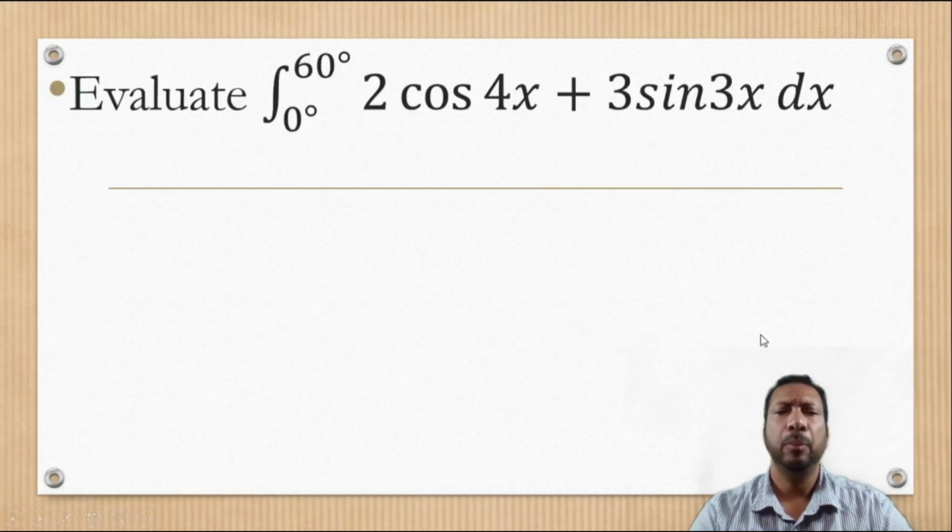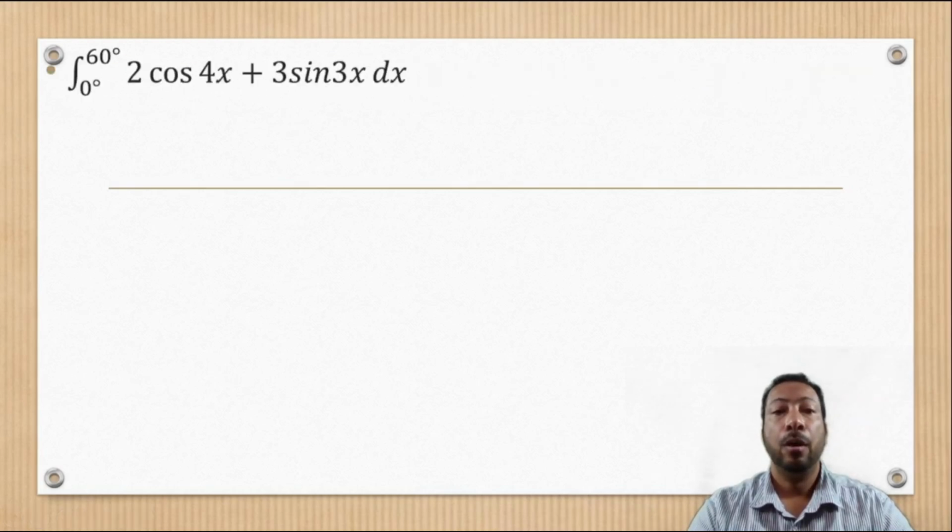So let's look at an example. Let's say we are to evaluate the integral from 0 up to 60 degrees of 2 cosine 4x plus 3 sine 3x with respect to x. Our integral, let's see how it works out.